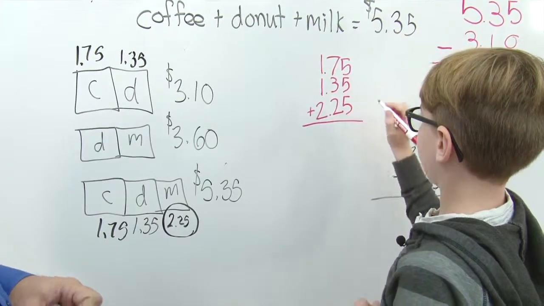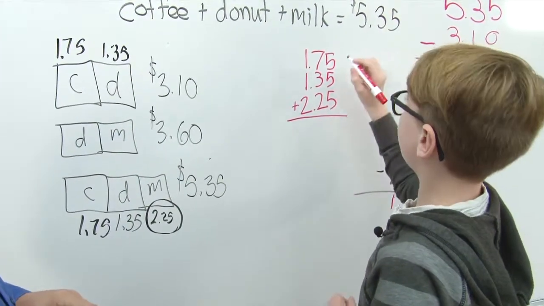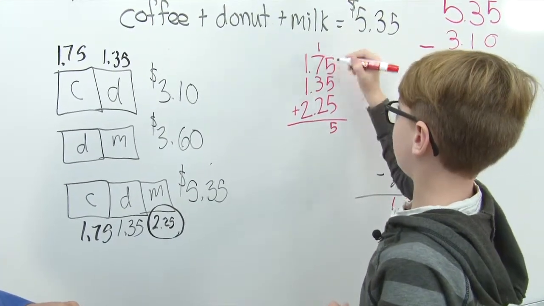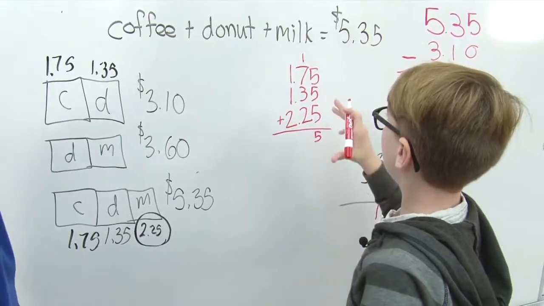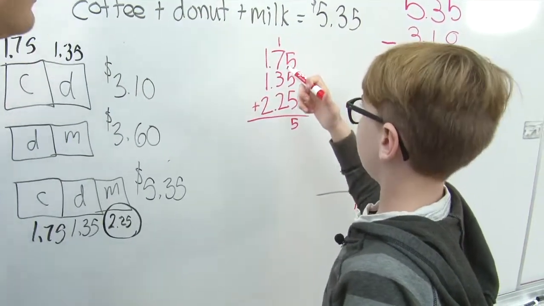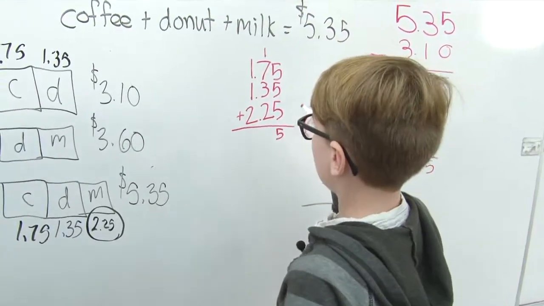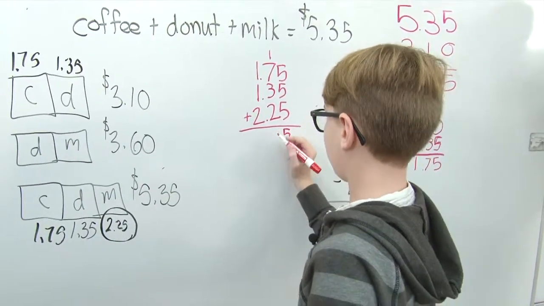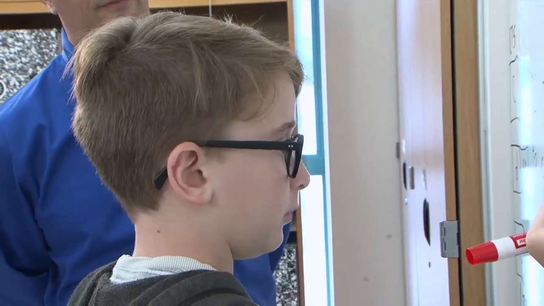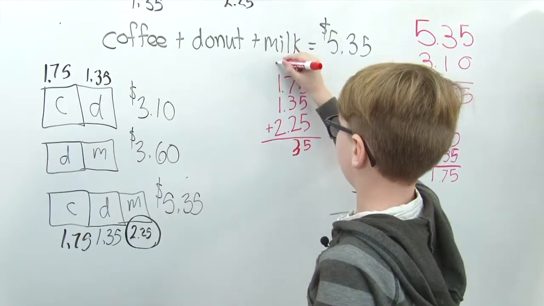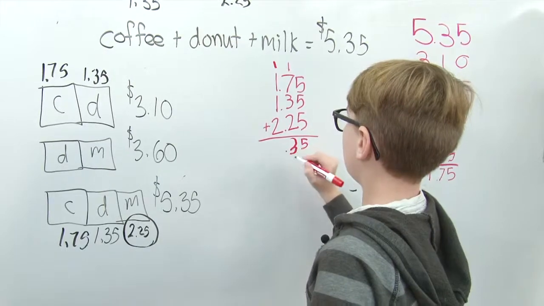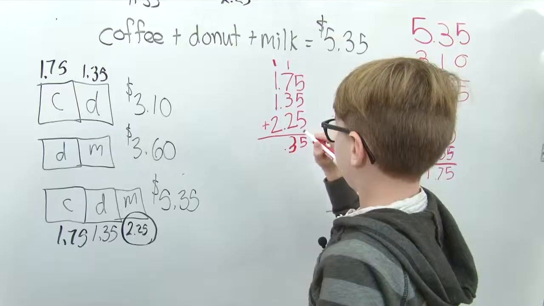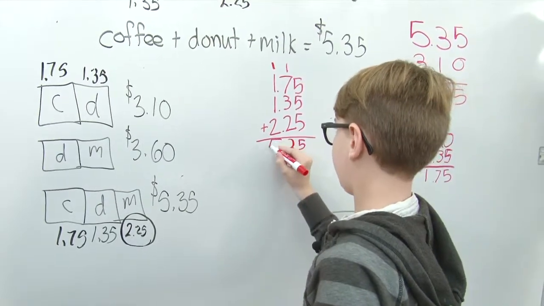So 5 plus 5 plus 5 equals 15, but we can't put 15 here, so we will put 5, and then we will put the 10 up. Very nice. So 1 plus 7 equals 8. 8 plus 3 equals 11, and 11 plus 2 equals 13. Again, we can't write 13 here, so we will do that. So, the decimal. We will do 1 plus 1 plus 1 plus 2, which equals 5.